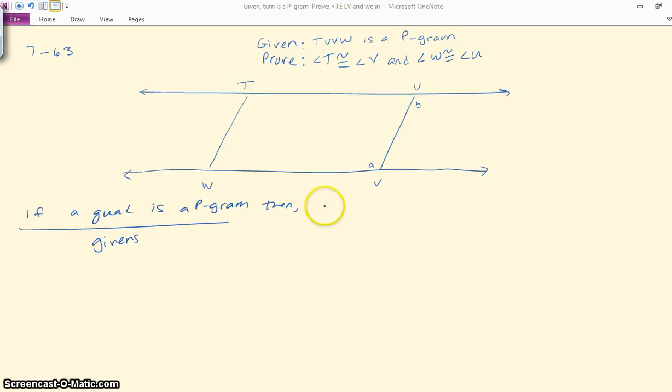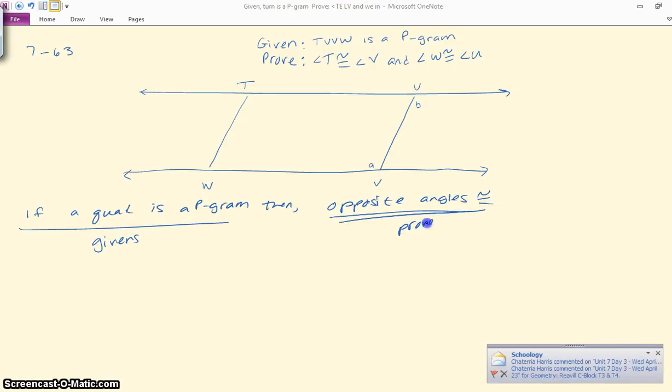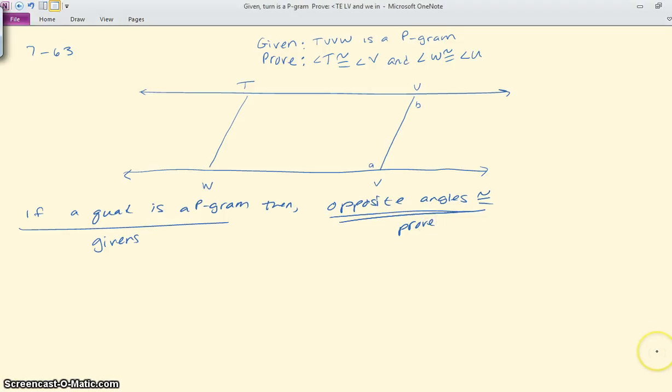then opposite angles are congruent. Here are your prove-its. So these are my givens here. I'm going to write a 2-column proof.